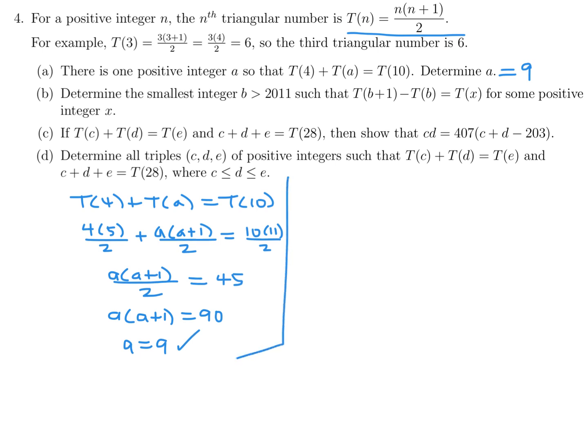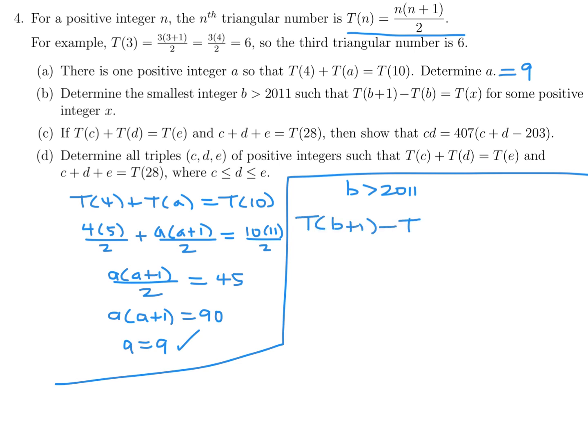Part B. Determine the smallest integer b that's greater than 2011 such that T at b plus 1 minus T at b is equal to T at x for some integer x. All right. So they're saying that b is greater than 2011, okay? And that T(b+1) minus T(b) is equal to T(x). So again, go back to our standard definition up there and plug it in.